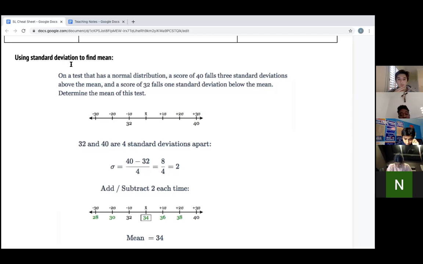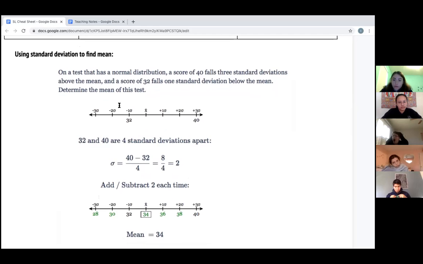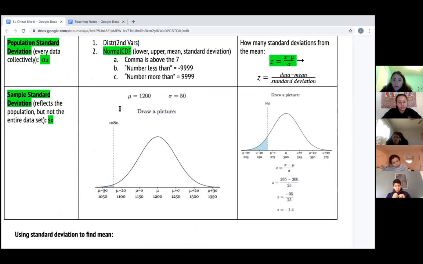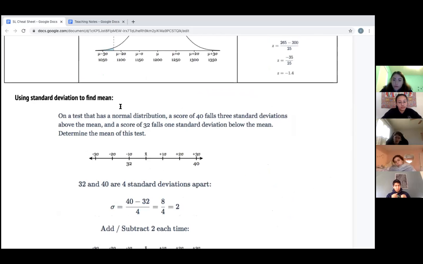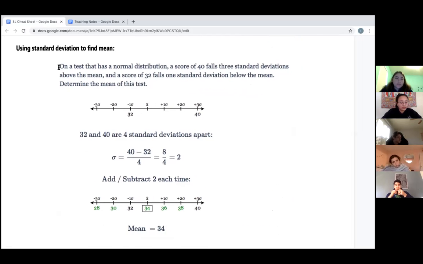And then the very last part of our cheat sheet is using standard deviation to find the mean. This is an example from Delta Math, and we pull examples from Delta Math. With distribution, Delta Math is really good because they give a lot of examples of normal distribution particularly. This example says, on a test that has a normal distribution, a score of 40 falls 3 standard deviations above the mean, and a score of 32 falls 1 standard deviation below the mean.